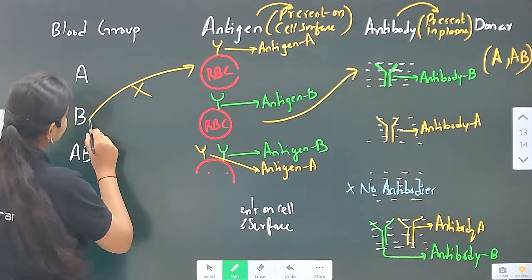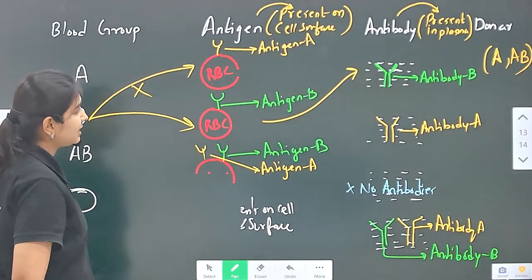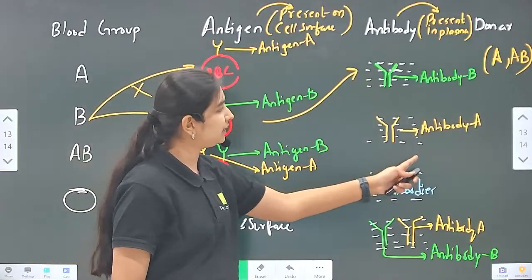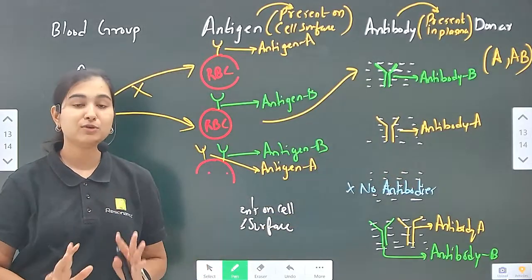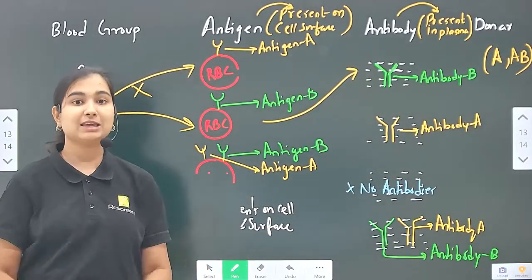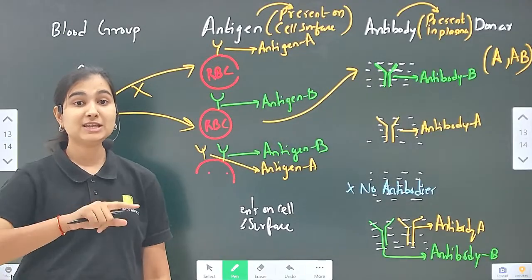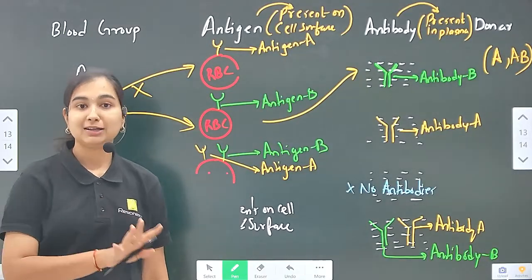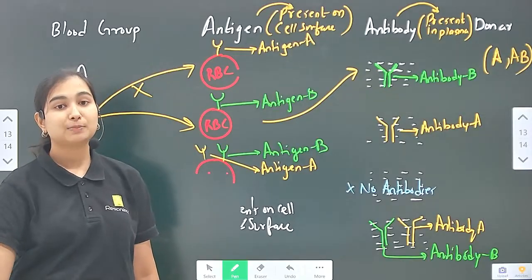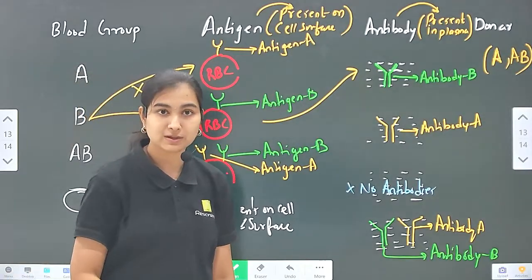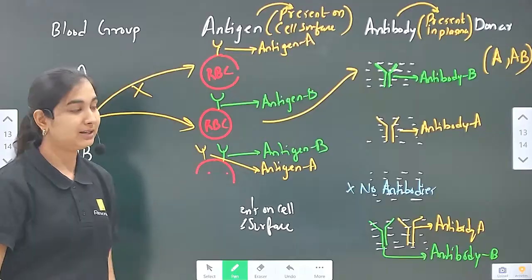Can B donate the blood to B itself? Yes, antigen B, antibody A. So see, it should always be opposite. If it is the same antigen and same antibody, there would be clumping. If there is an opposite antibody, that is antigen A but the antibody is B, then there would be no clumping. So in this case, the person can go ahead and donate the blood.